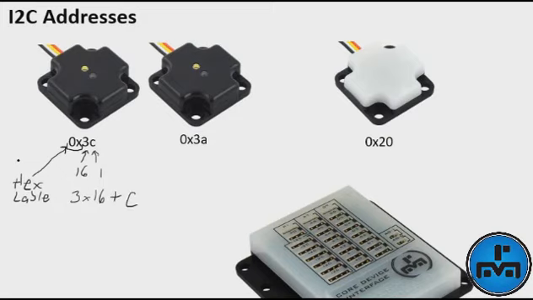Colton, you can't add a letter. Yes, you can. If we have 16 numbers for each spot, we have to have more than the 10 numbers that we have, 0 through 9. So now we count up to 9, and then A is 10, and B is 11, all the way up to F, which is 15. So C is 12. We can get this by taking 3 times 16 plus C, which is 60.